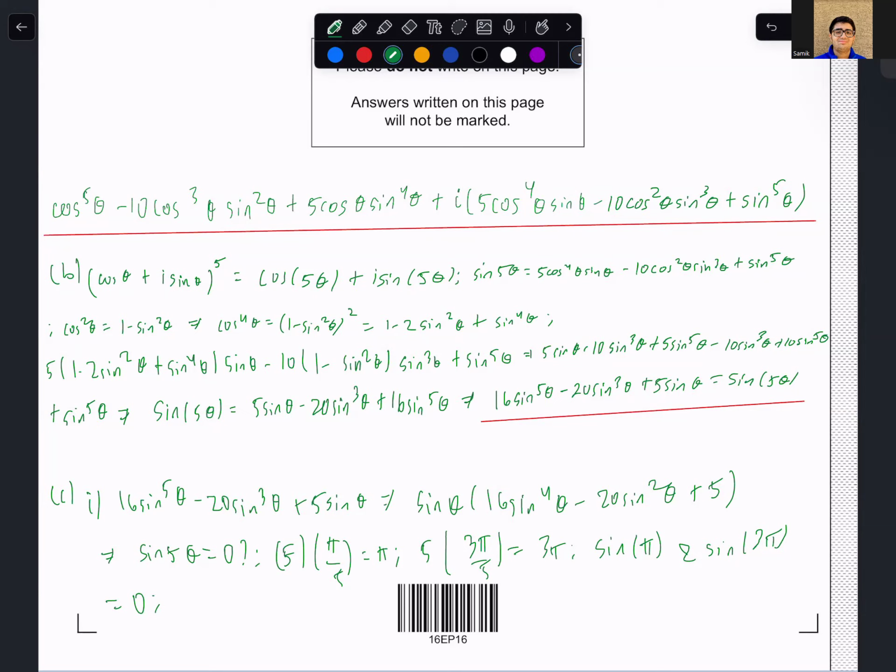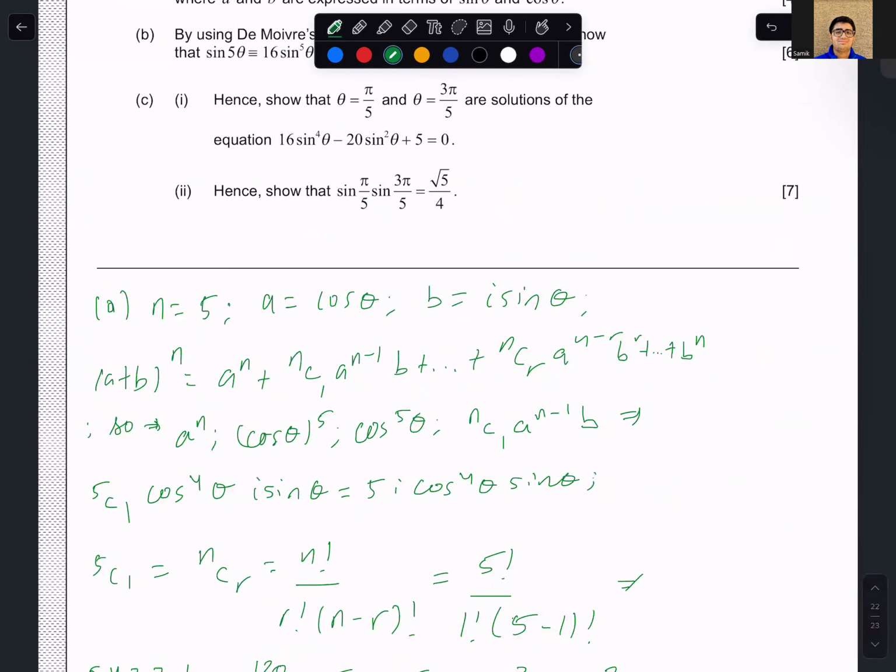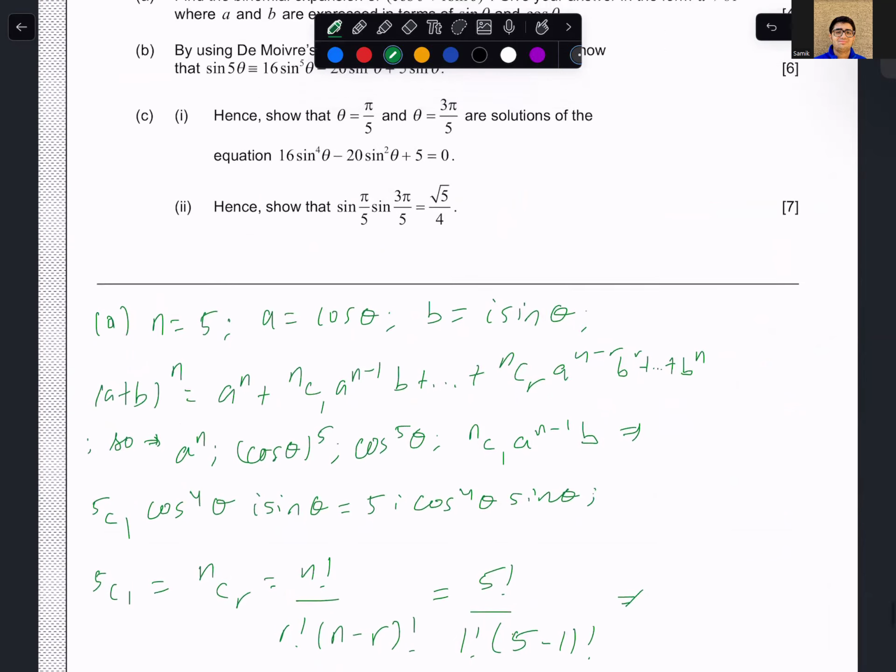And if you want to think about another method for this, you can think that since sine theta will be equal to 0, then we can't say that there are other solutions besides these two. So yeah, that's the main way to show that these two are the solutions.